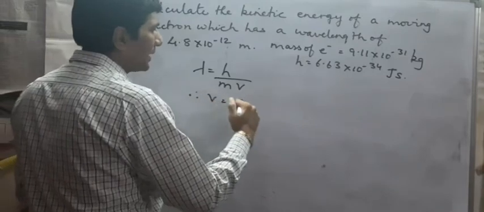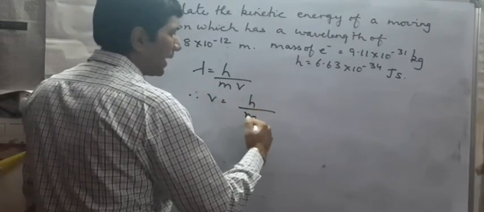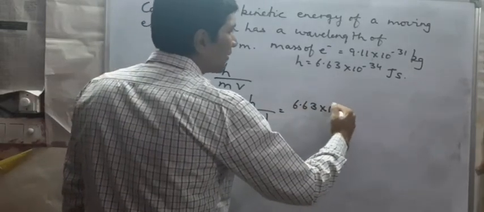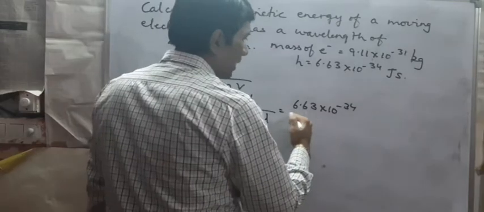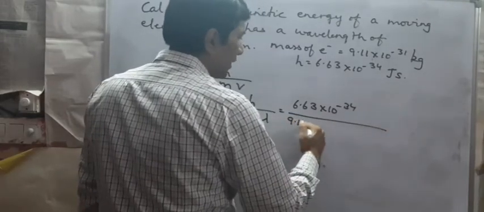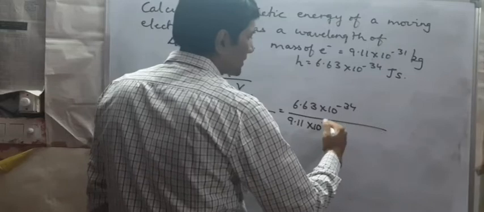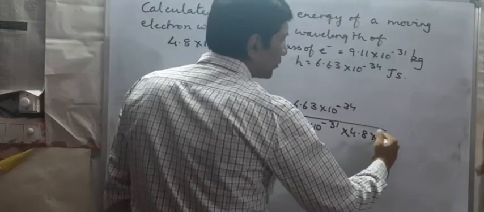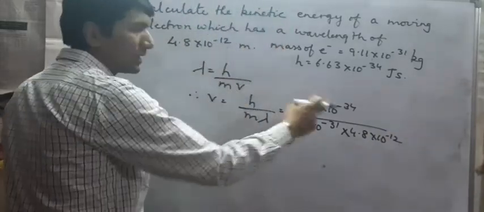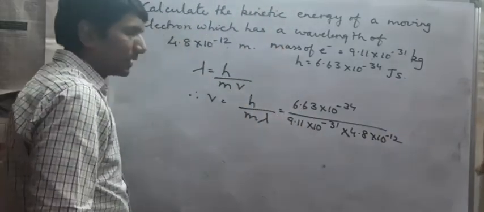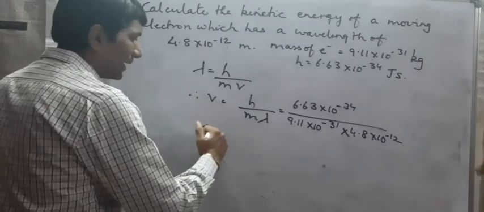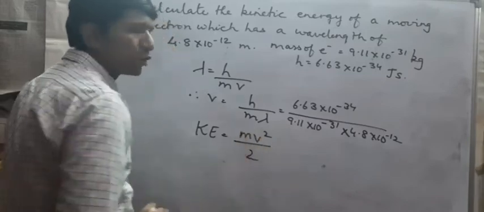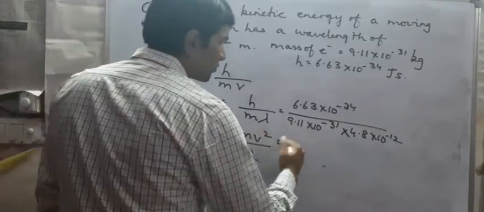Therefore velocity is equal to h upon m lambda, which is equal to 6.63 into 10 raised to power minus 34 upon mass, which is 9.11 into 10 raised to power minus 31, into lambda, which is 4.8 into 10 raised to power minus 12. Now this you have got as the velocity. Okay, now for kinetic energy, the value is mv square upon 2. So you need to place the respective values.